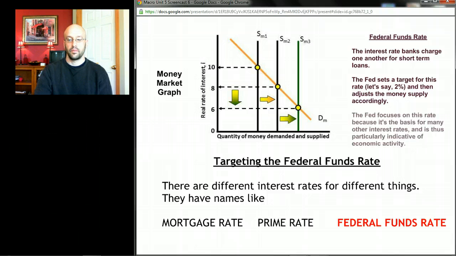They think that'll lead to a certain amount of investment and a certain amount of moving of the aggregate demand curve. So the Fed focuses on the federal funds rate because it's the basis for a lot of other interest rates. A lot of interest rates are based on the federal funds rate. And as a result, it's particularly indicative of economic activity. Now, the federal funds rate isn't directly controlled by the Fed. They don't just pick a number and turn a dial to that number. But by moving the money supply curve, they can try to hit what they want that interest rate to be.